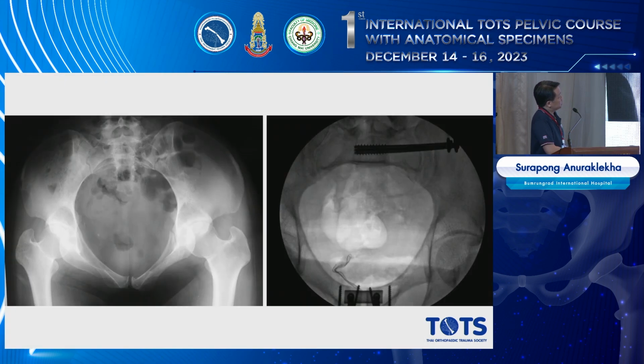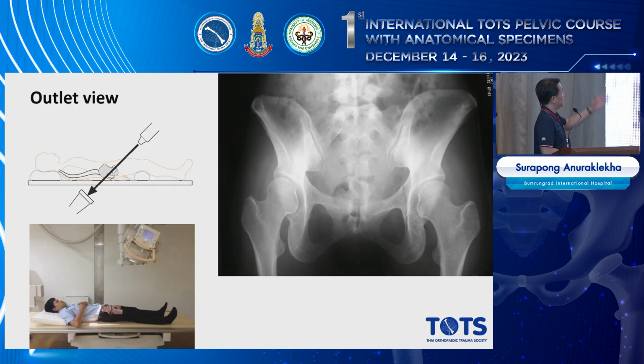Look at the difference between these two. This is the inlet view that usually you will get from the emergency room or from the radiologist, and this is the true inlet that you need to have in the operating room when you decide to do the iliosacral screw or the sacral screw percutaneously. You can see the difference between the left side, where you still can see that the tilting of the X-ray tube is not enough, compared to the right side.